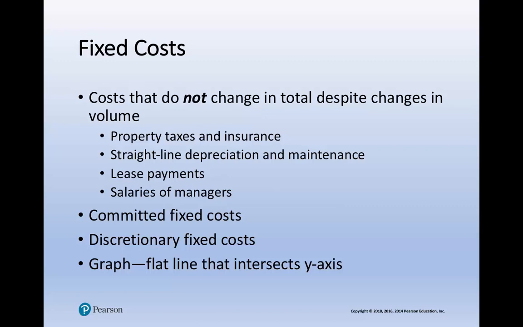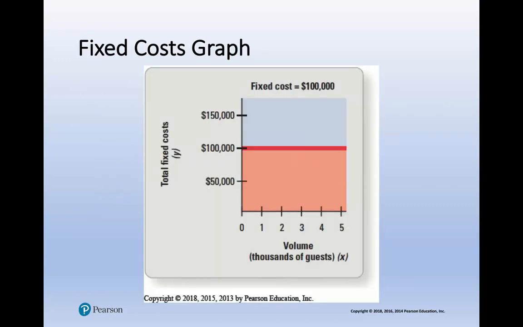So committed is where there's generally some sort of third-party agreement, some sort of contract where you're locked in, at least for the short term. Discretionary is, yes, it's a fixed cost. There won't be a change in the cost depending on volume, but the business could walk away from it and decide tomorrow that they're going to step away from that cost. And we can see here visually, the line is straight. It doesn't matter the volume of guests. Whether we had 0 guests or 5,000 guests, the fixed cost is going to be the same.